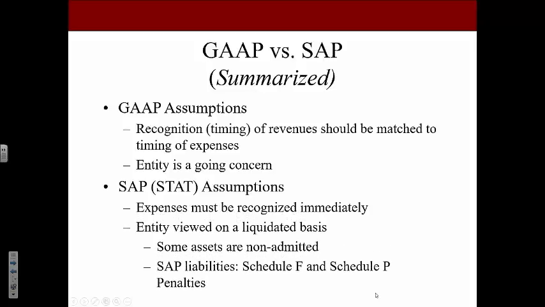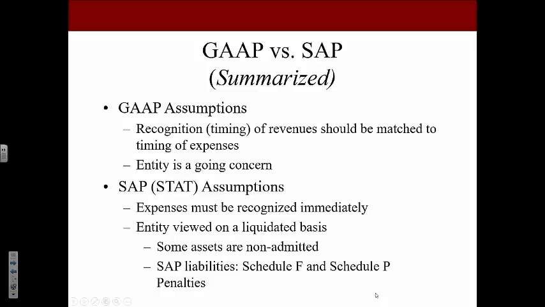Secondly, the entity is viewed on a liquidated basis. Because of this, some assets are non-admitted. We'll look at that more in a minute. But the idea is that if at some point the insurance company is viewed as insolvent, they would not be able to sell off their assets at their market value. In fact, things like furniture would basically have no value at all.